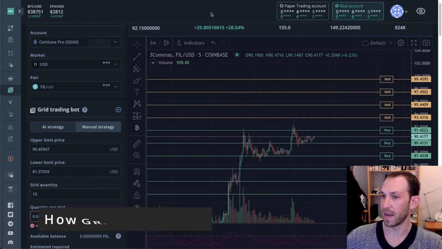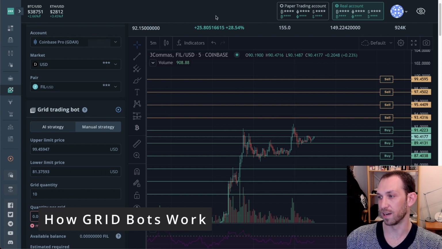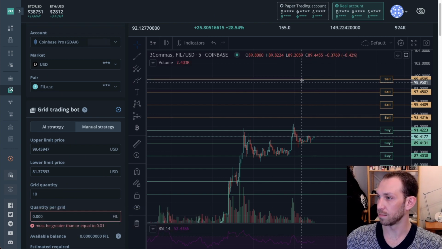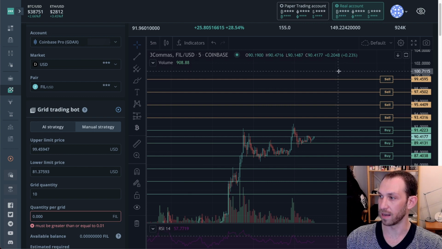GridBots work by buying and selling in predetermined price increments. These increments are represented by these lines in the grid here. You create a grid by determining the upper limit, lower limit, and grid quantity. The grid quantity represents the number of lines on the grid, including the top and bottom line.